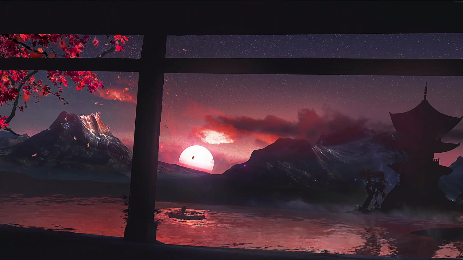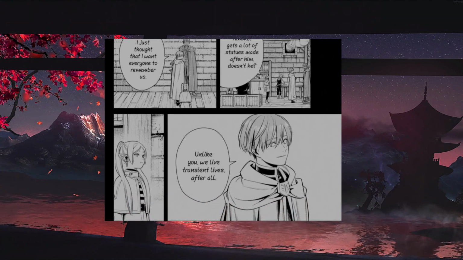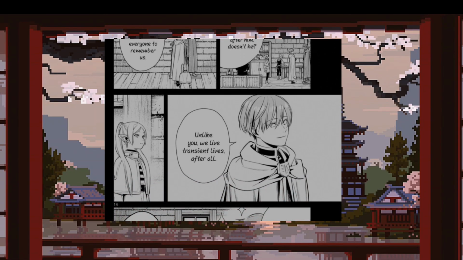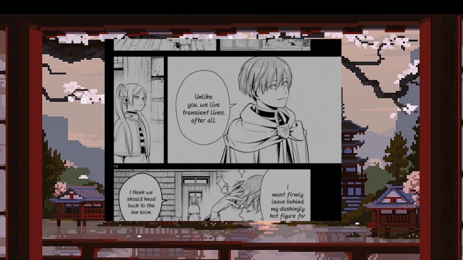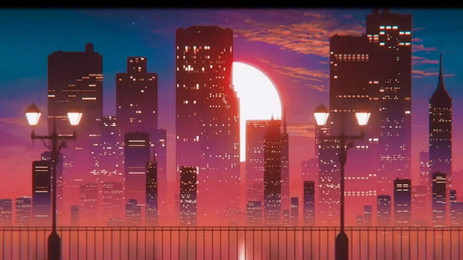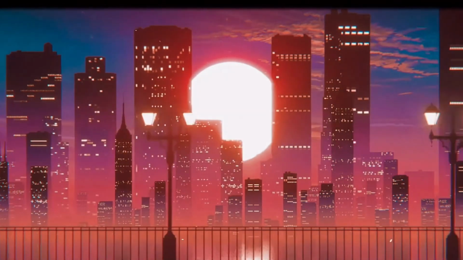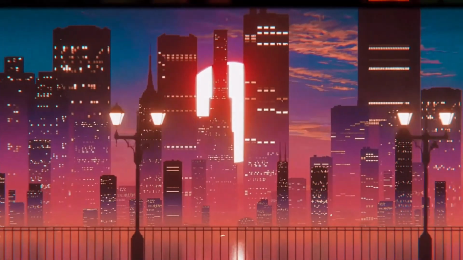So another instance where the characters talk about aging is when Himmel states that unlike Frieren, the rest of the party have transient lives, and with a quick simple Google search, we know that it basically means temporary, which would also imply that Frieren's life is not temporary but will last eternally.